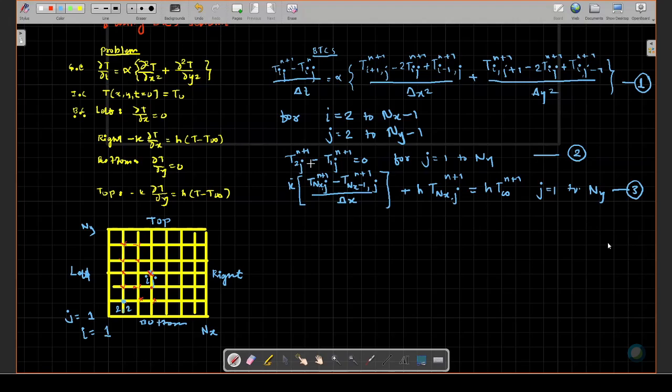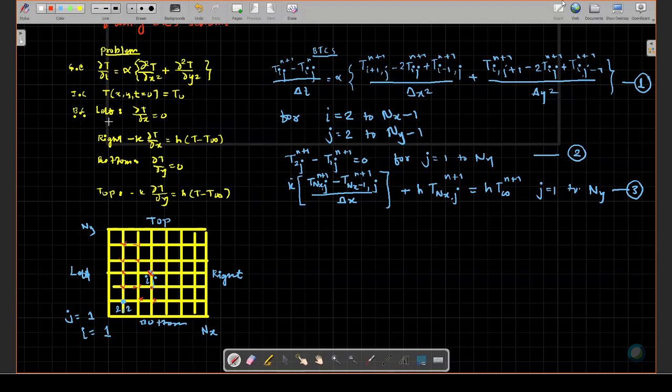The bottom boundary condition will come like this. Sir, why in the governing equation are the limits from i equal to 2 to nx minus 1? Won't these be boundaries also, sir? No. That is the crux.